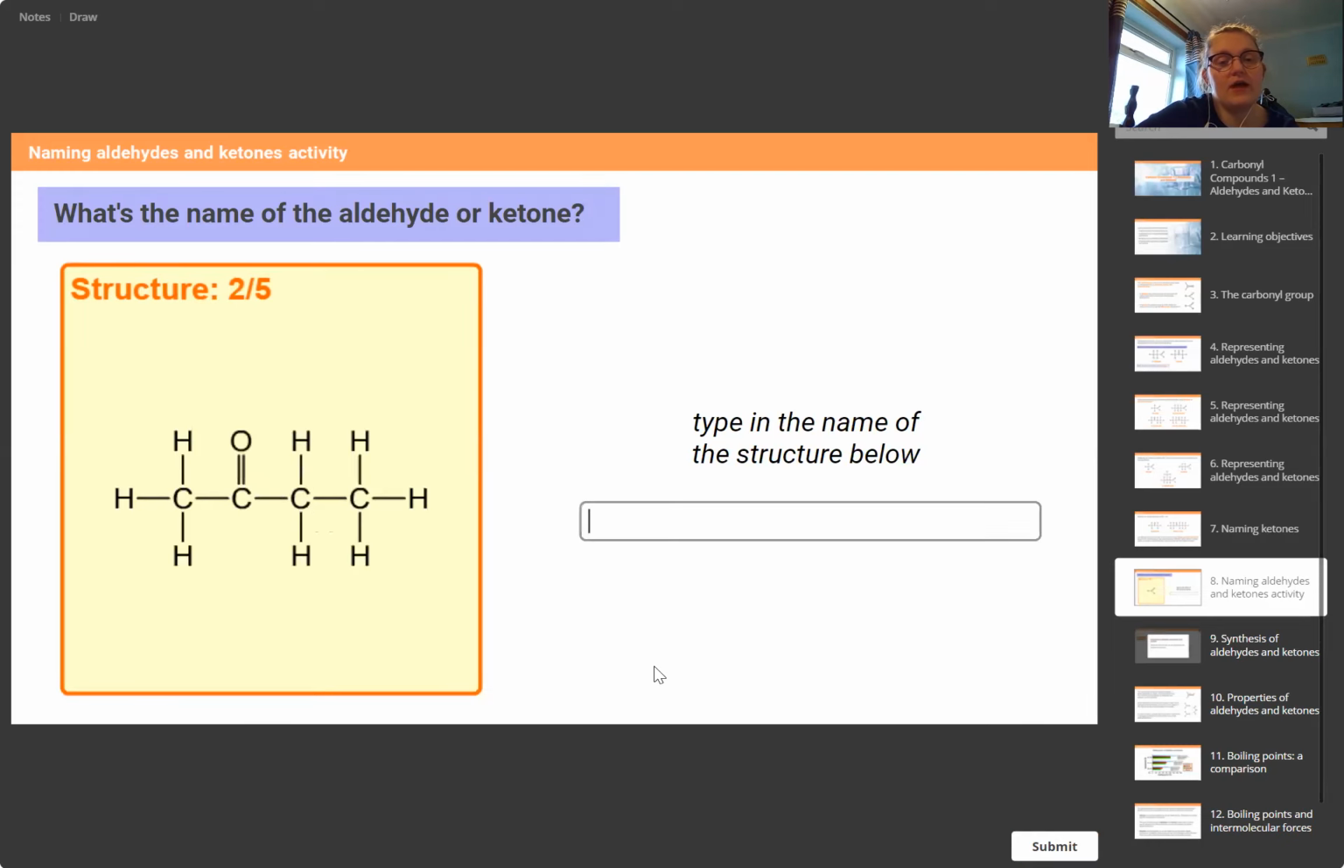Here, let's have a look at how many carbons we've got. In this situation, we've got 1, 2, 3, 4 carbons. That means it's going to have but- at the beginning. And it is going to be a ketone because that carbonyl group is not in the terminal end, it's in the middle. We don't need to put a number in because whichever way we count, it will always be butan-2-one. So we just put butanone.